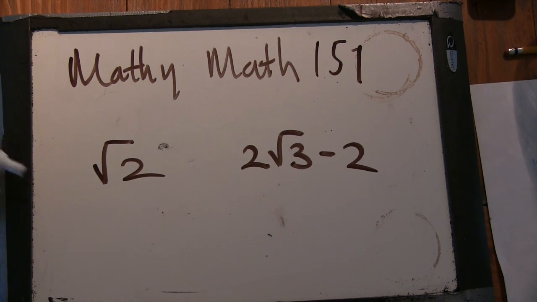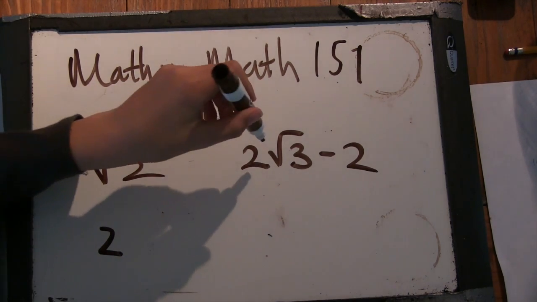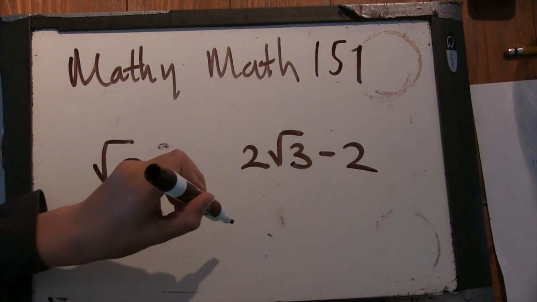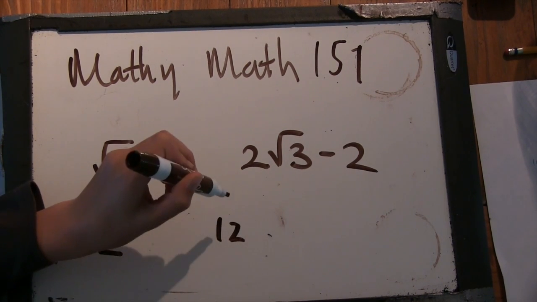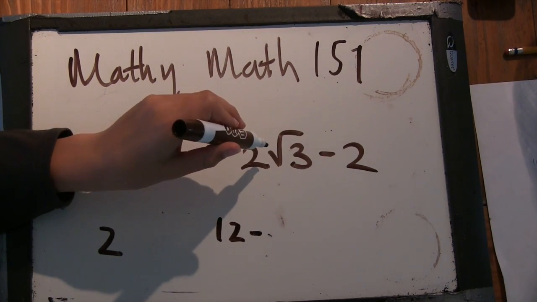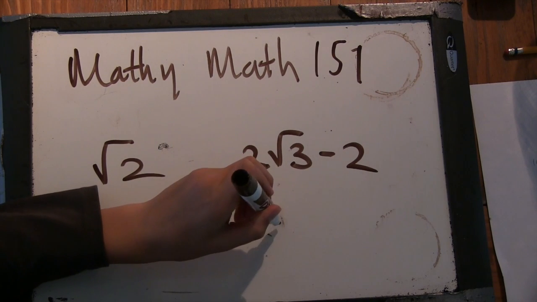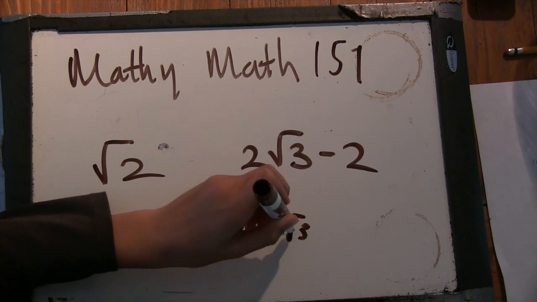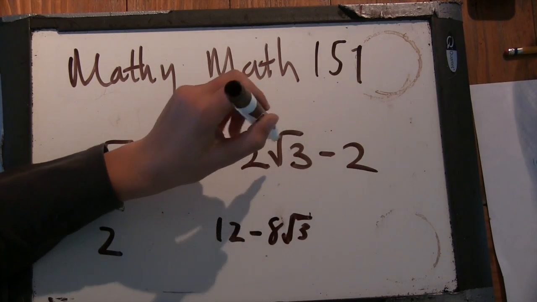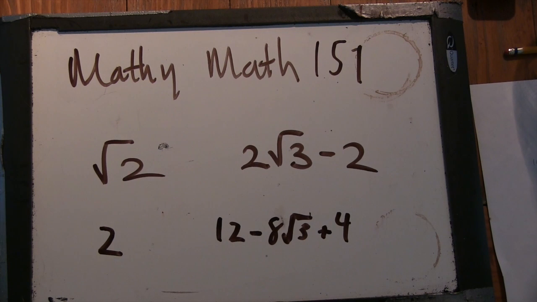So, this just gets me 2. And here, well, you have 2 root 3 squared, which is 12. Okay. Then minus 4 root 3, and then twice. Then plus 4. Okay.